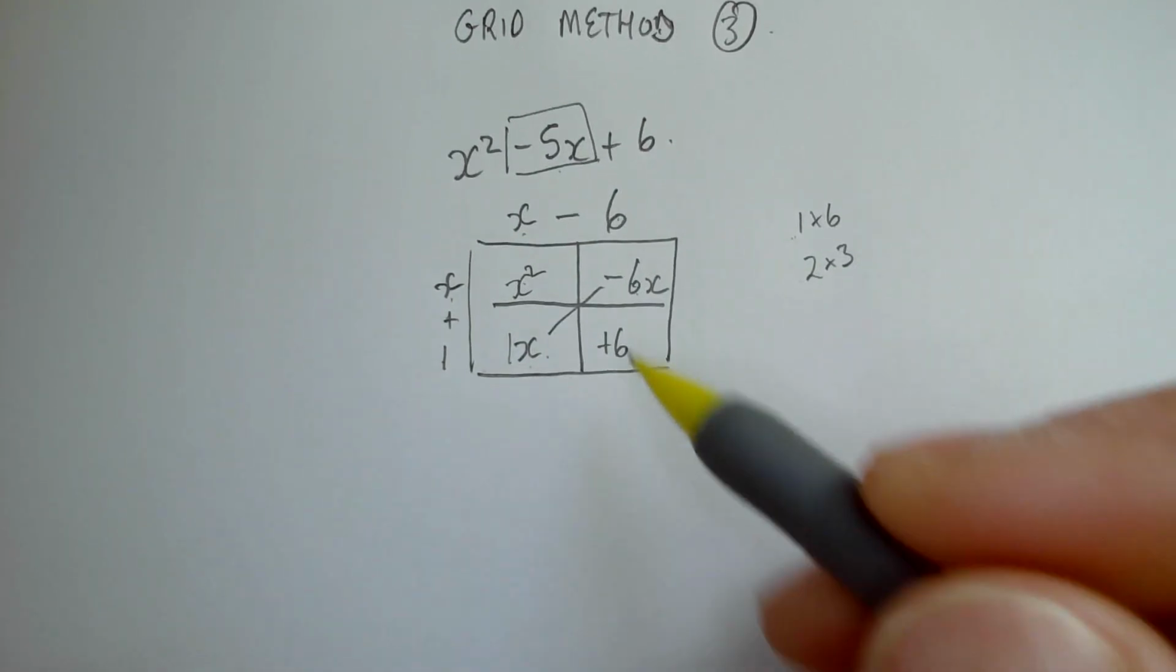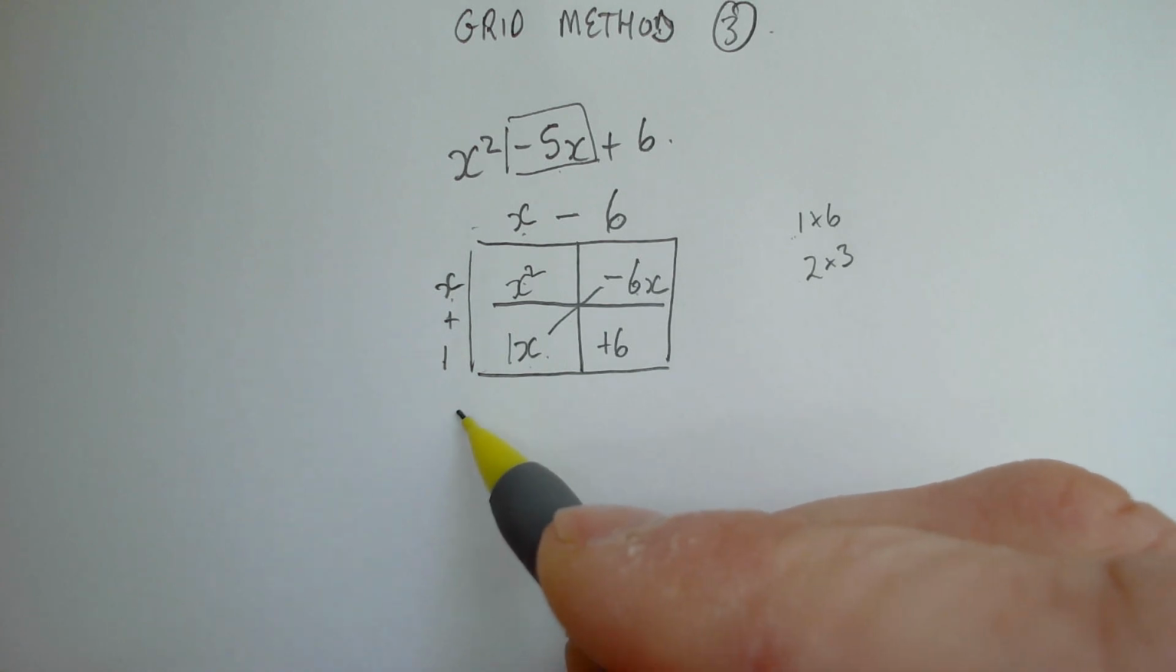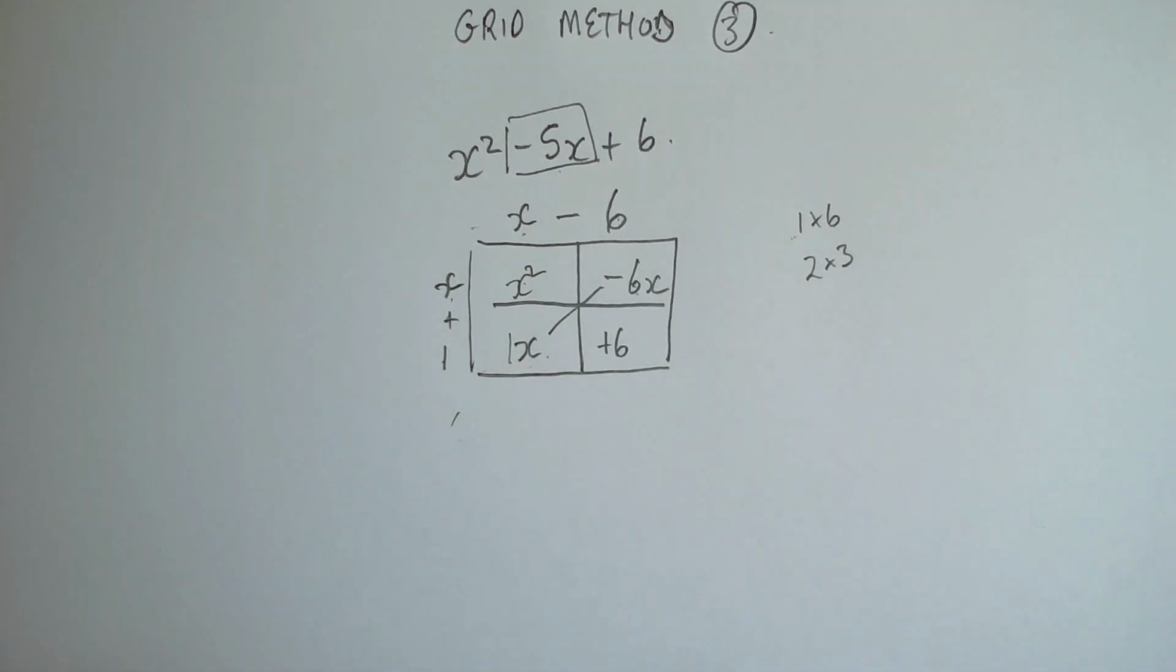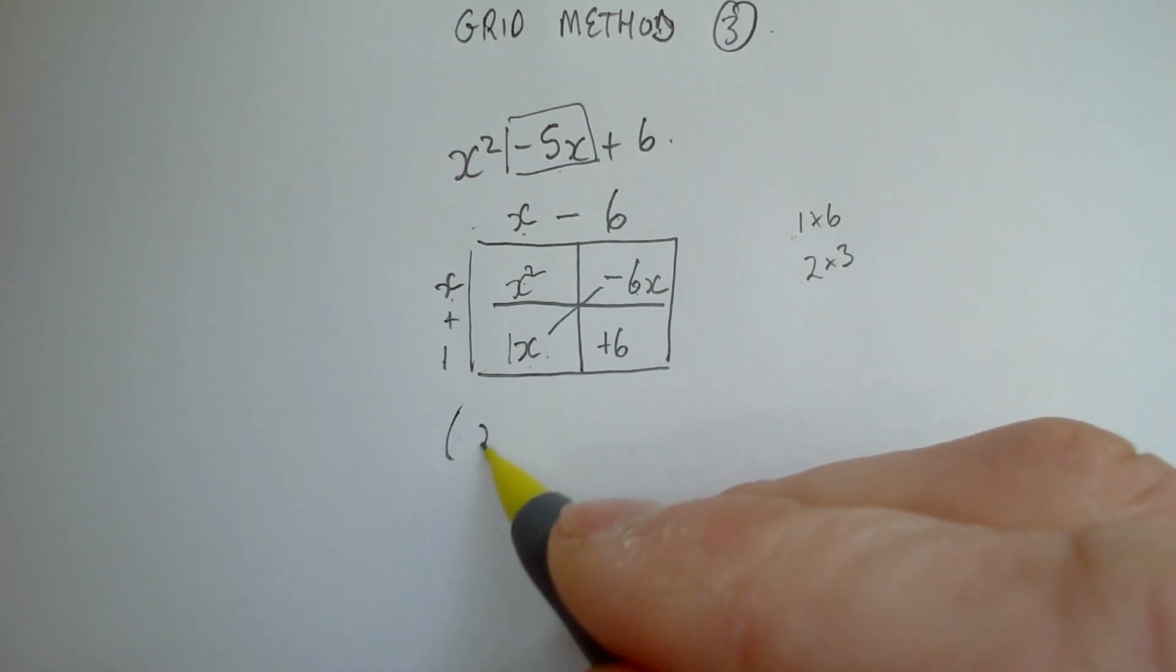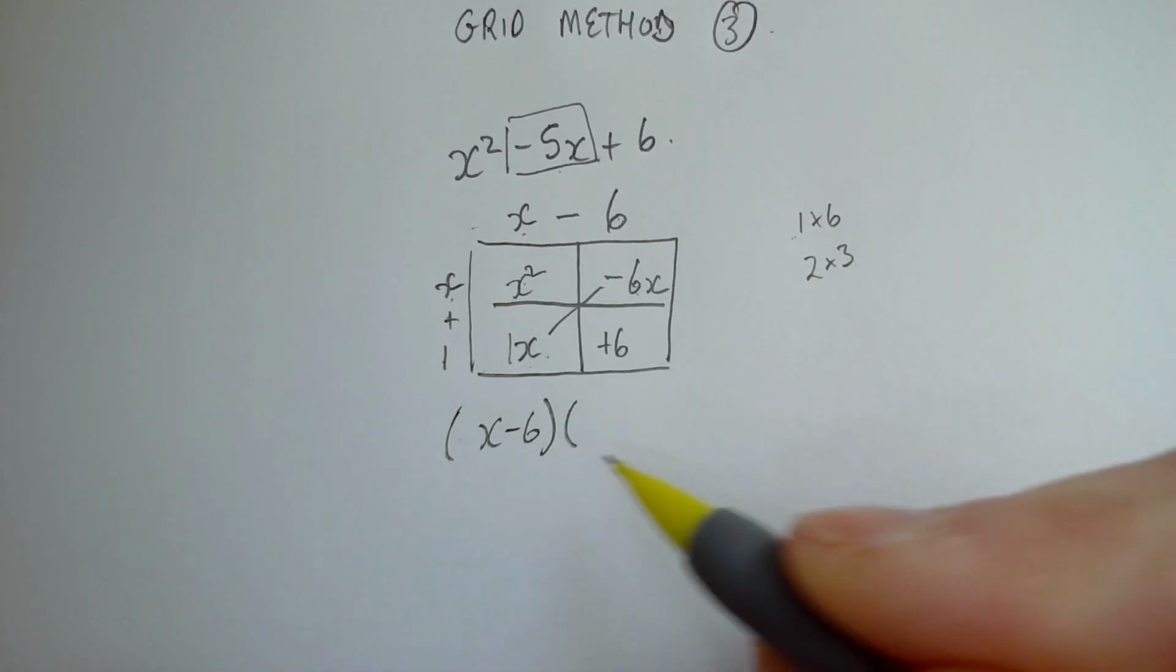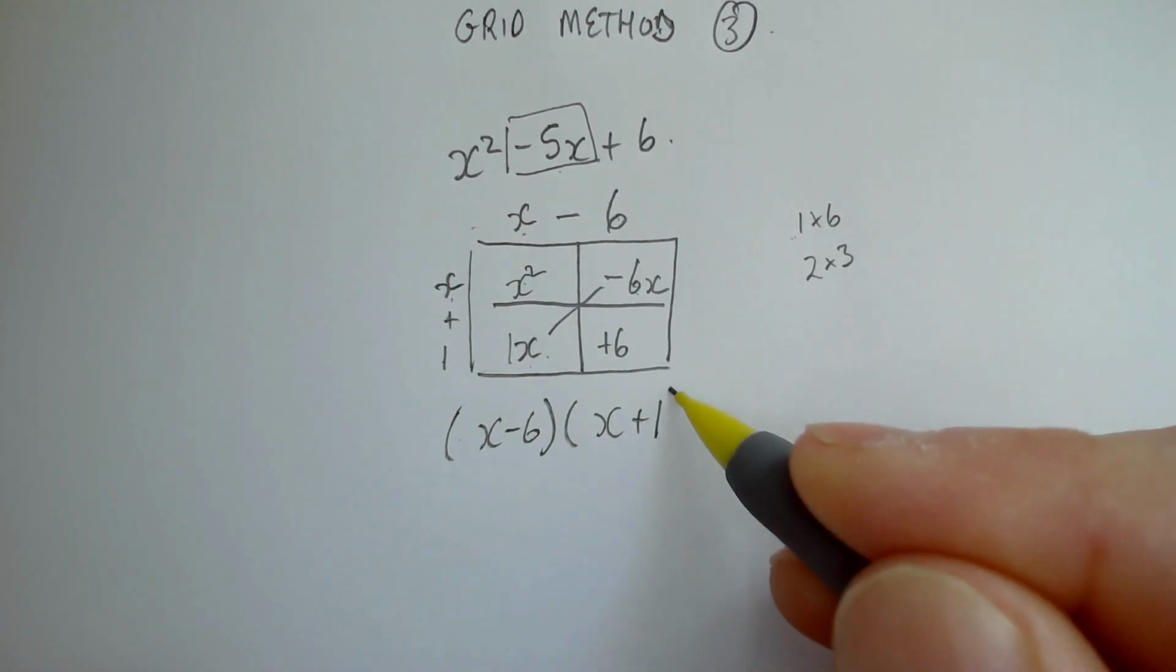So reading across the top first, we can say the factors of this quadratic equation are x minus 6 times x plus 1.